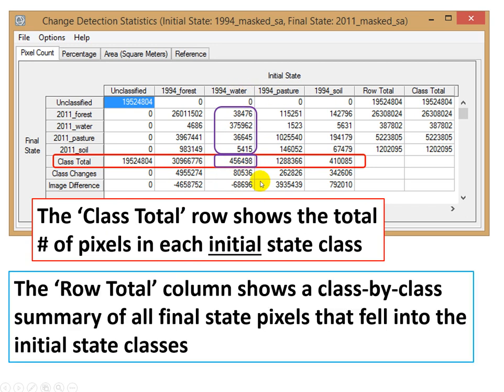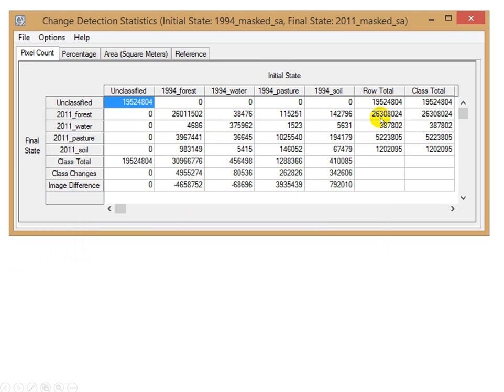That's what that means. The row total over here, this column, is showing a class-by-class summary for the final state, in this case 2011. So in 2011, if we look at water, we had 387,802 pixels classified as water. This number classified as soil, and so on. That's what that row total means.